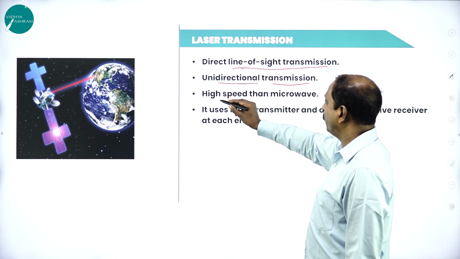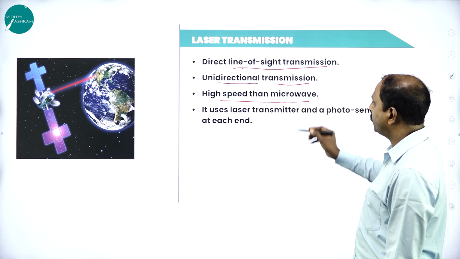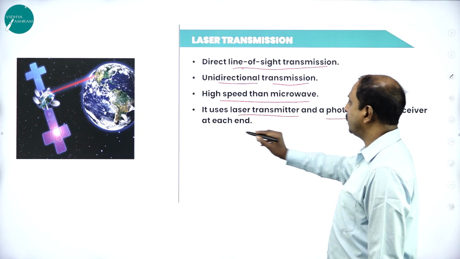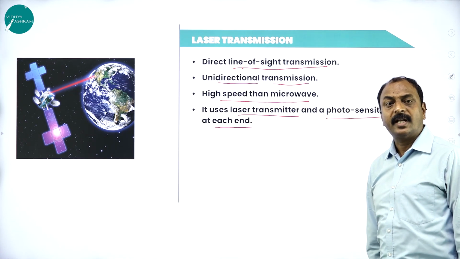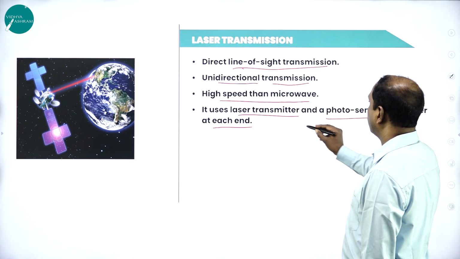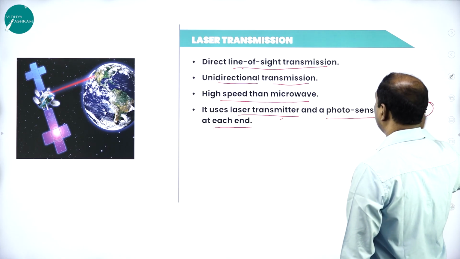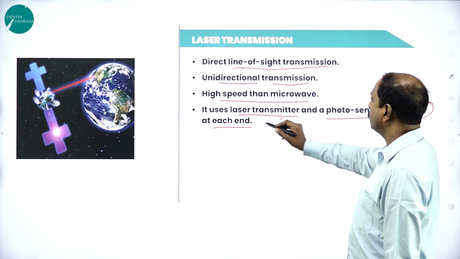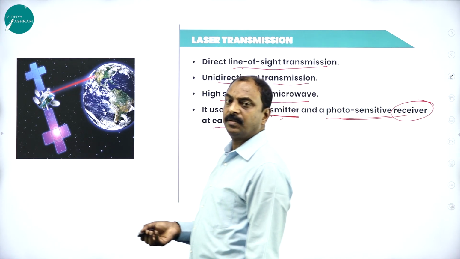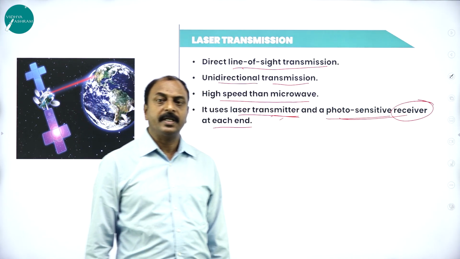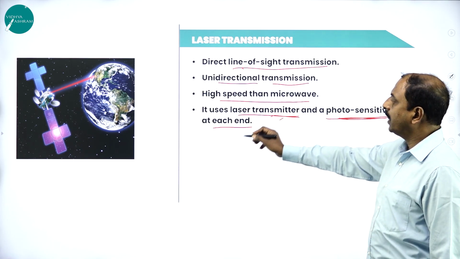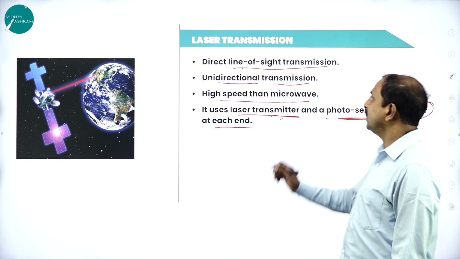It is also higher speed than microwave. The speed is better as compared to microwave, and it uses a laser transmitter and a photosensitive receiver at each end. As we have seen in radio technology, there are two different devices: one is called the transmitter, the second is the receiver. Both ends have these two parts, the laser transmitter as well as the receiver. So this is laser transmission.